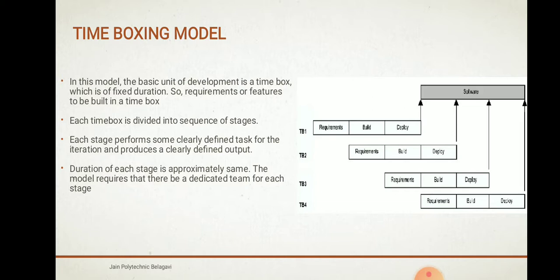Each stage performs some clearly defined task for the iteration and produces a clearly defined output. So each of the stages will produce some output. The duration of each stage is approximately the same. So all the stages, that is requirements, build and deploy, will have almost the same duration. The model requires that there be a dedicated team for each stage.